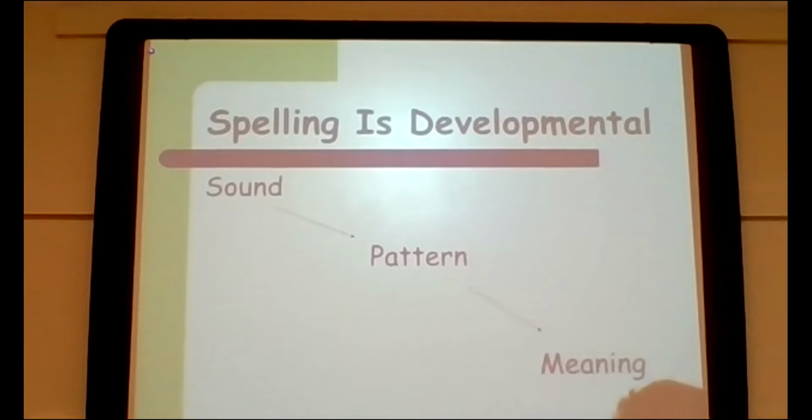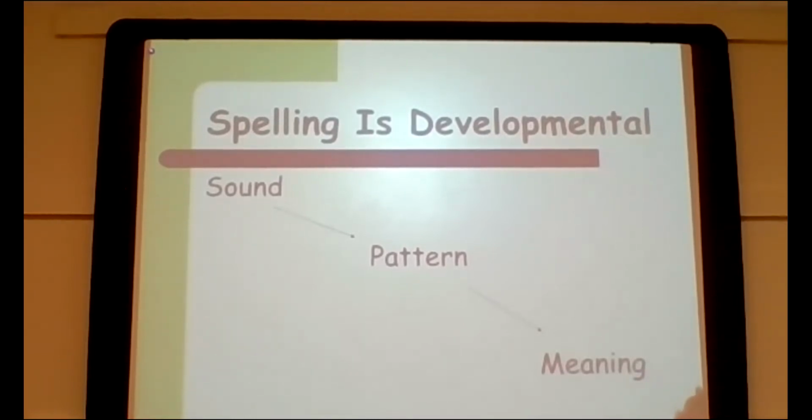And when they get into the part of the stage when they're really focusing on patterns and not the differences in sound, then they're going to be working on the way different long vowel patterns are spelled. They're going to be working on R-controlled vowels, on complex consonant clusters, and on ambiguous or abstract vowels. And then finally, they're going to be working on the meaning layer.